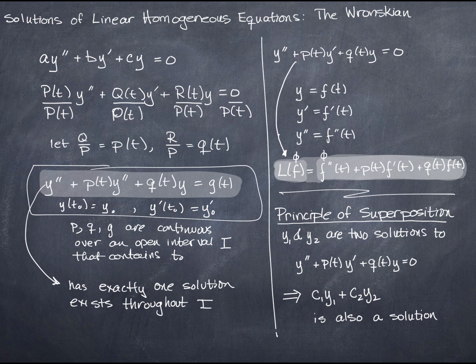Y1 and y2 are known solutions, or they may not be known, but they are existing solutions. We have to assume that these two different solutions exist first. Once we know that they exist, we can combine them in this way. C1 and C2 could be 0, or one could be 0 and the other not. So just y1 is a solution if C1 is 1 and C2 is 0. If C1 is 0 and C2 is 1, then just y2 is a solution, and those two are represented there.